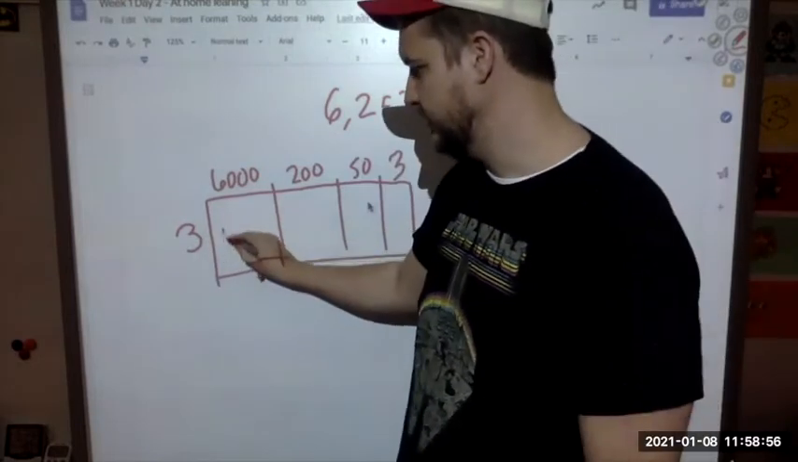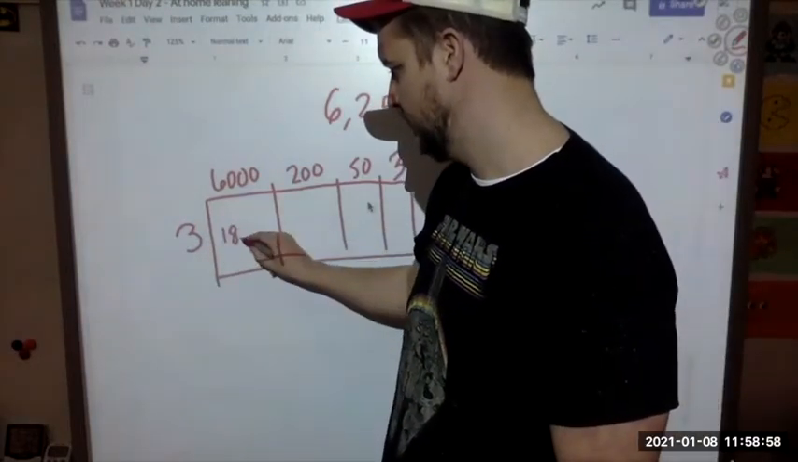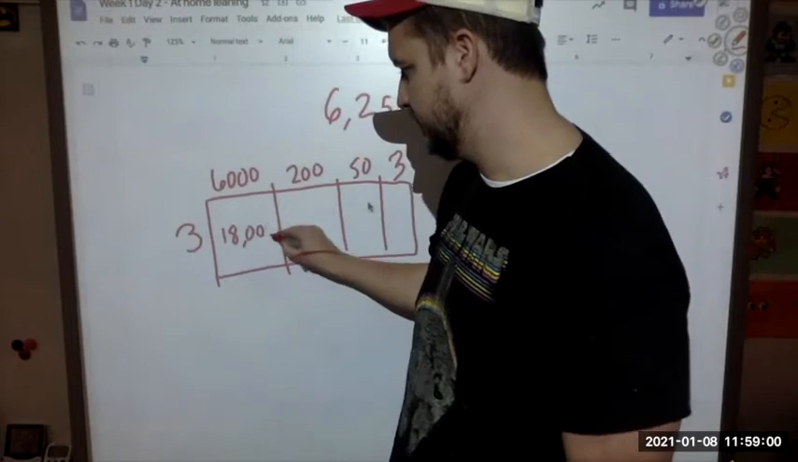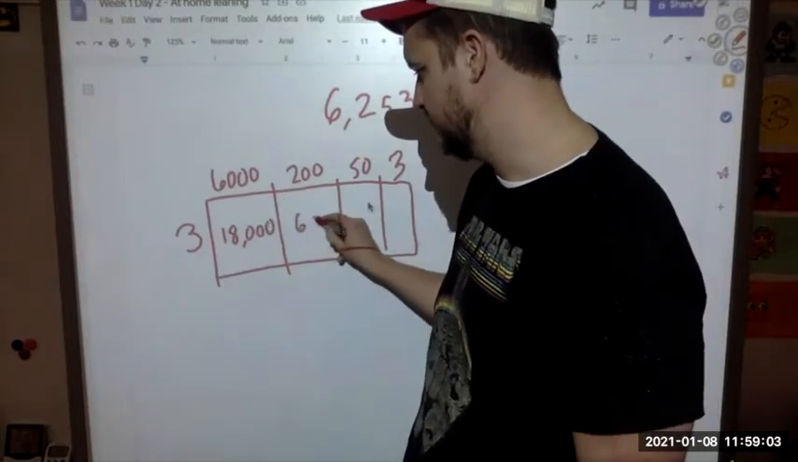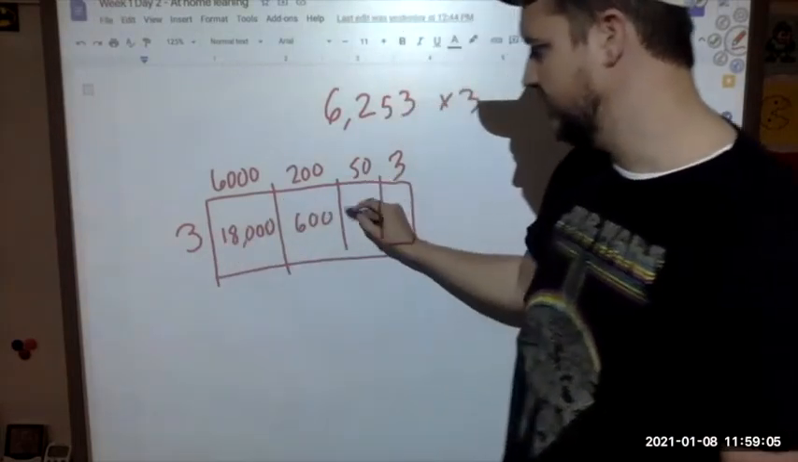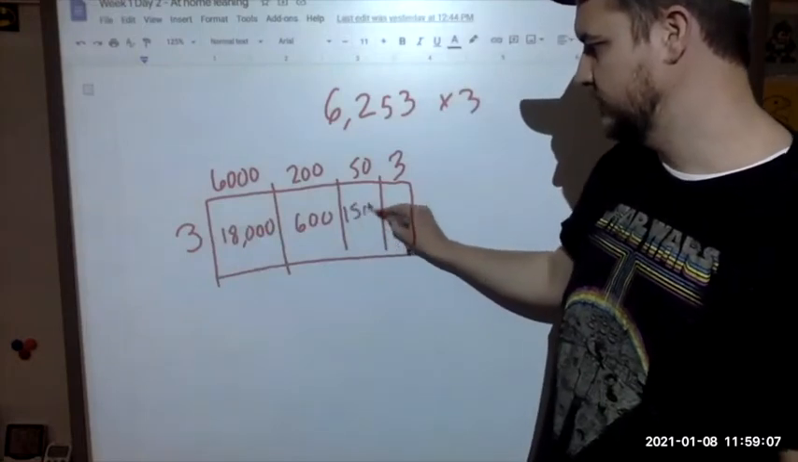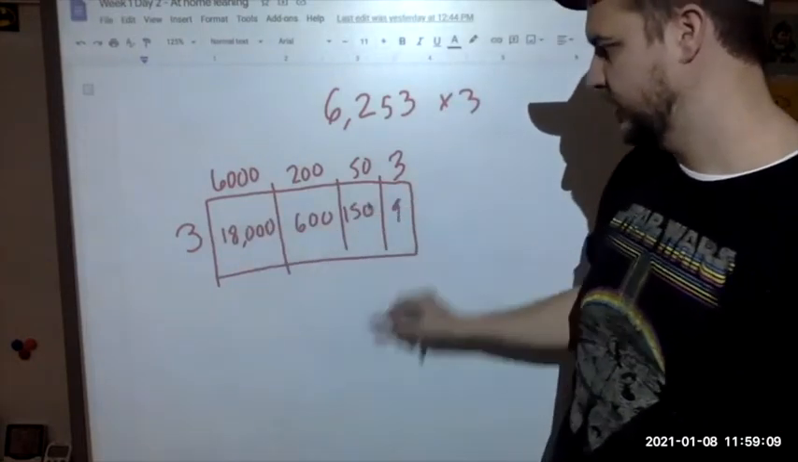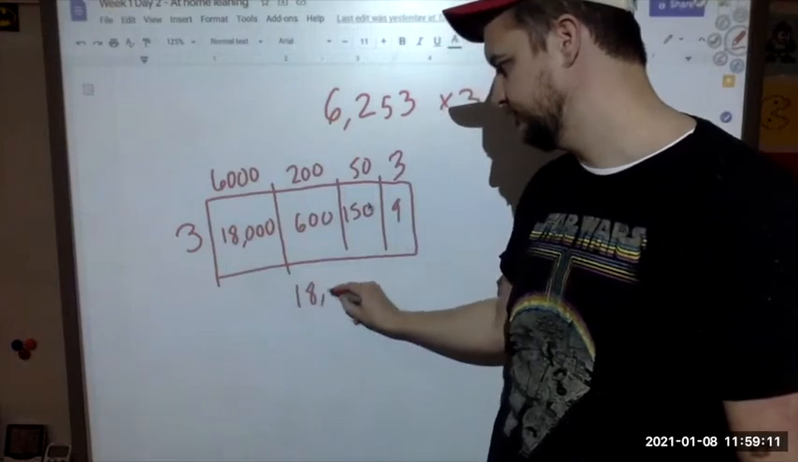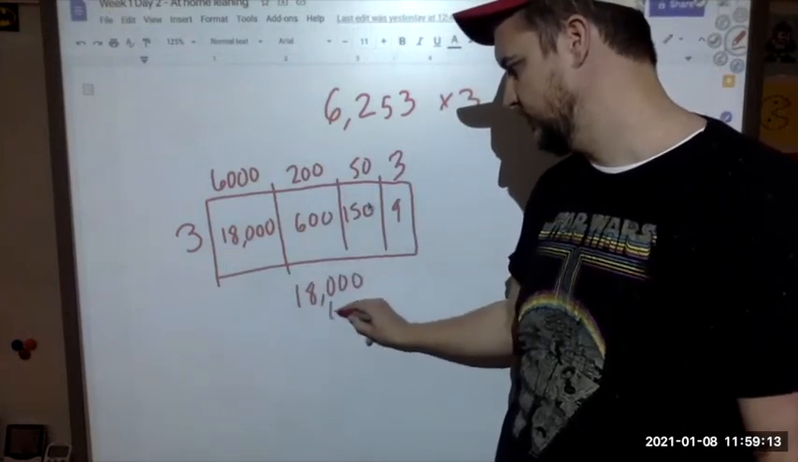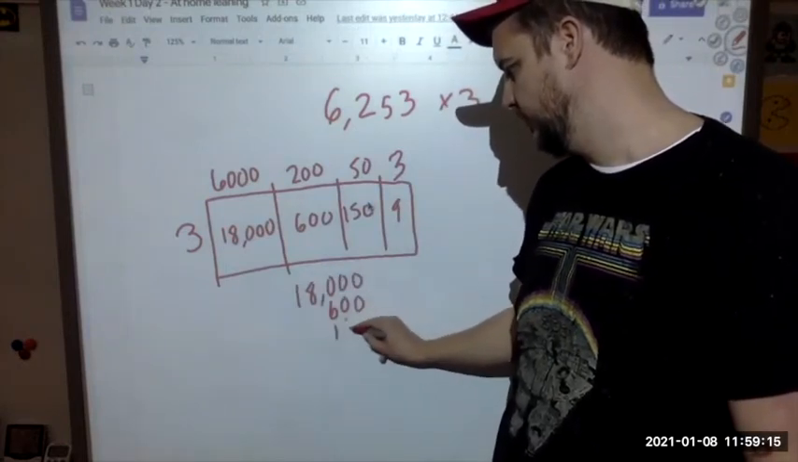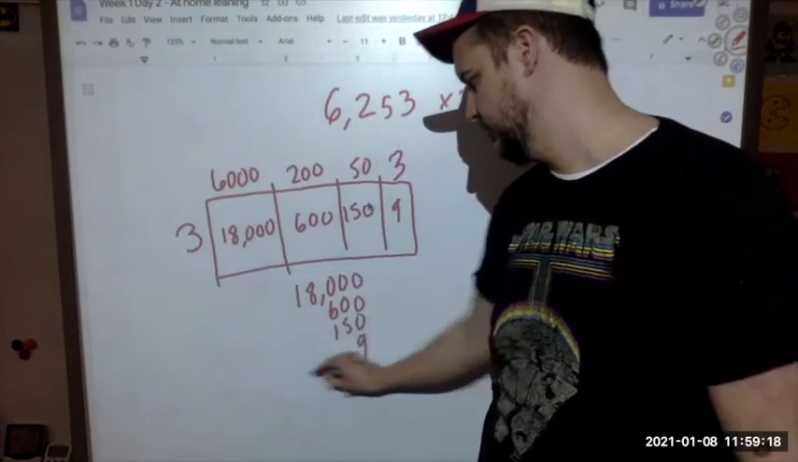Six times 3 is 18. 3 zeros because it's 6,000. 3 times 2 is 600. 3 times 5 is 15. 1 zero. And 3 times 3 is 9. Add it up, 18,000, 600, 150, 9.